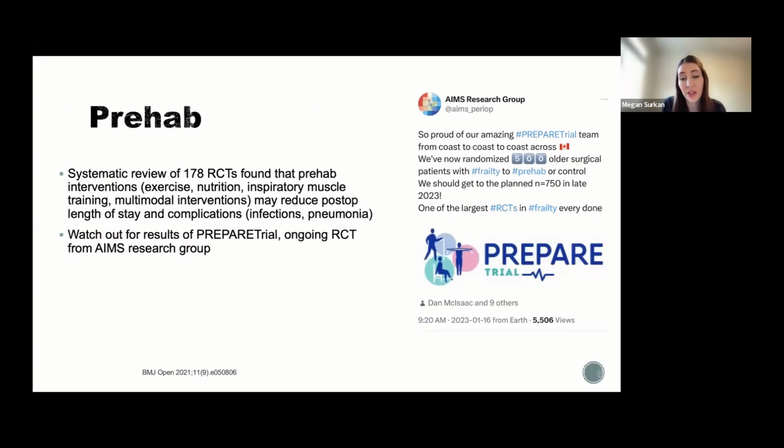Prehab, there is not a huge number of randomized control trials out there. A systematic review found about 178 RCTs looking at prehab interventions. These varied between exercise, nutrition, inspiratory muscle training, multimodal interventions. They did find that overall this may reduce post-op length of stay and complications like infection and pneumonia. Just a shout out, in Canada, there is the AIMS research group based out of Ottawa. They're currently enrolling people for the PREPARE trial, an ongoing RCT for prehab in a Canadian population. So something to watch out for in the next few years, the results of this trial.